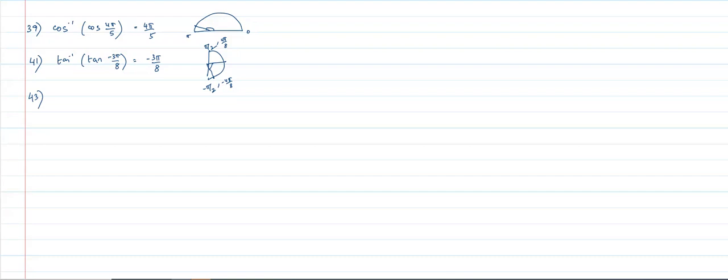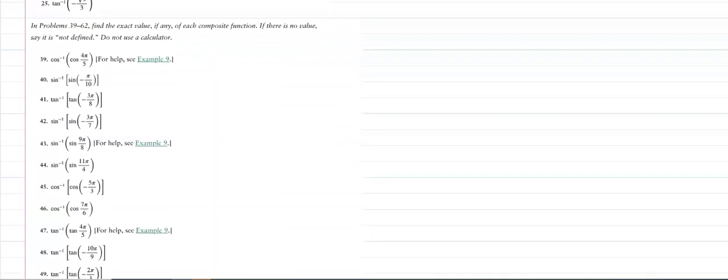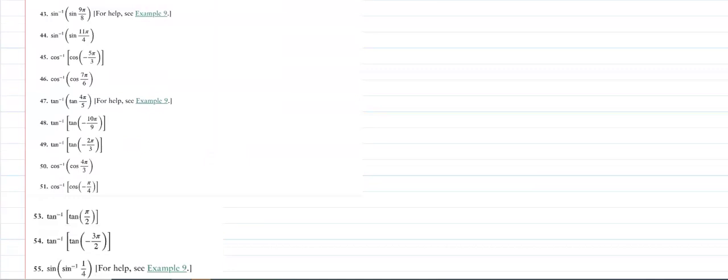Okay, now that you get the basics, I will just go here because I don't have to keep flipping back and forth. Okay, 43. So question number 43. Now 9 pi over 8 is definitely not between negative pi over 2 and positive pi over 2, right? So now I have to do a little bit of work.